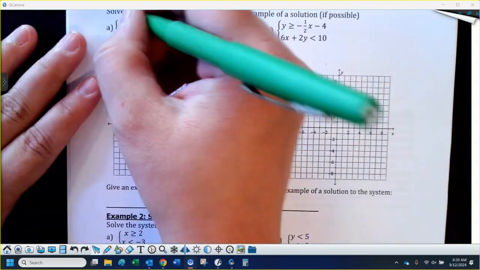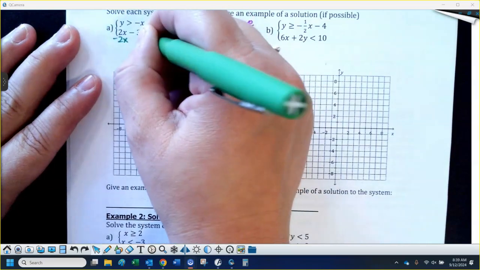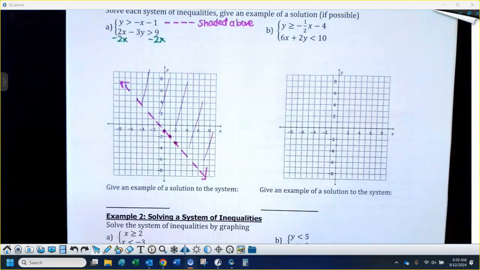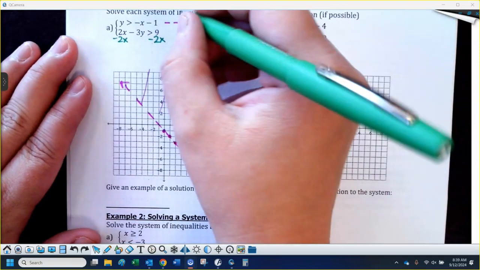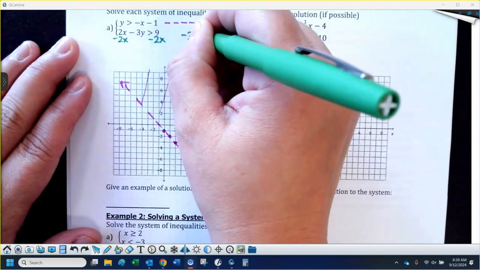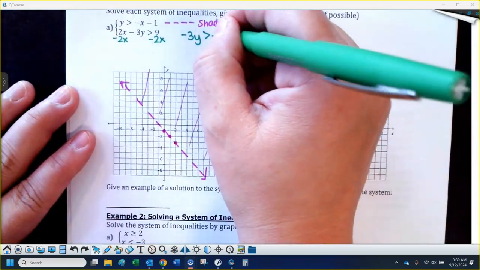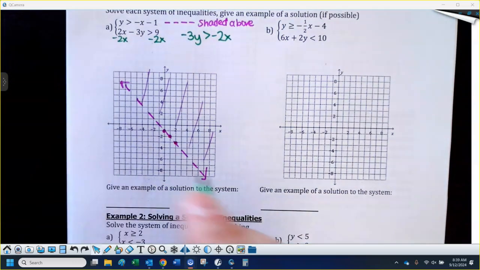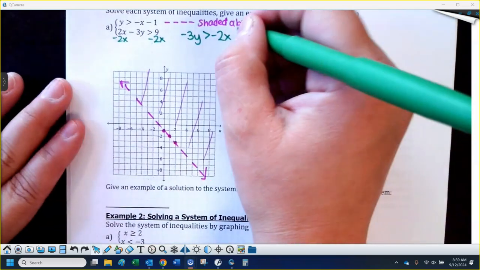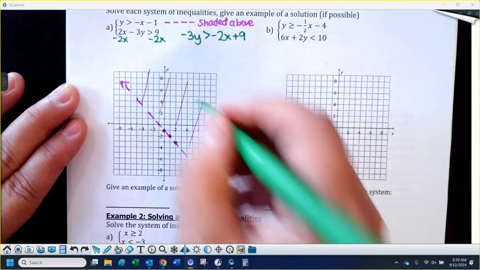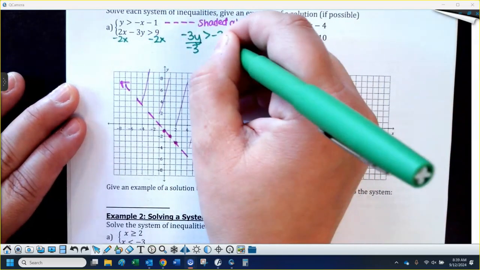So maybe what I would do is actually solve this second inequality for y. Just get y by itself on one side, put it in slope-intercept form, which might make it a little easier to work with. So I'm going to have negative 3y is greater than negative 2x, and I'll write that right after the inequality symbol. That 9 is positive, so I'm just going to slide that to the side and write plus 9. And I'm going to divide everybody by negative 3.